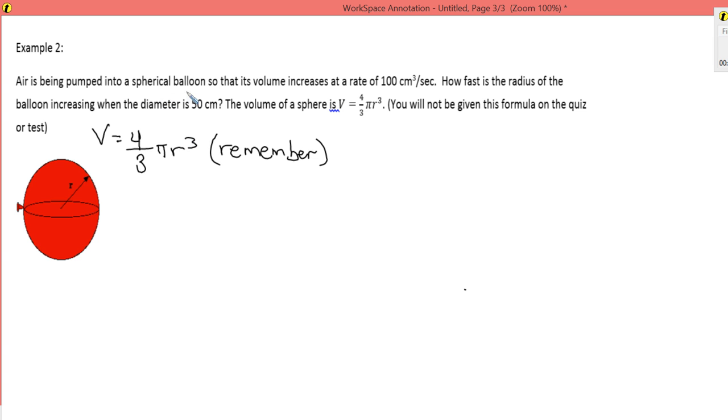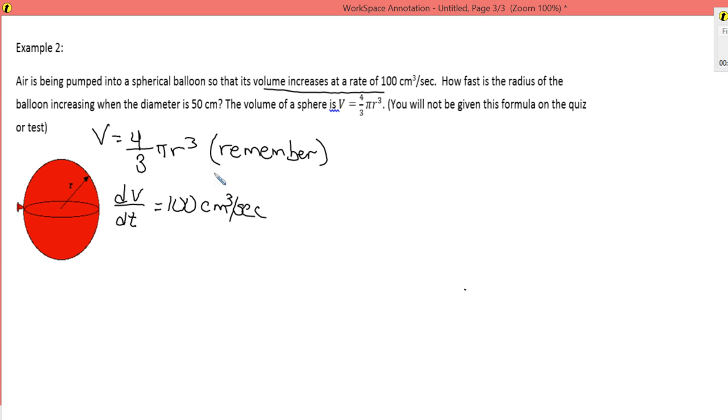The other thing that you're given is that the volume is increasing at a rate of 100 centimeters cubed per second. Now, it's increasing at a rate. That is not the volume. That's how fast the volume of the balloon is changing. Because this represents how fast something is changing, it's a derivative. So this is the derivative of the volume: dV/dt is equal to 100 centimeters cubed per second.